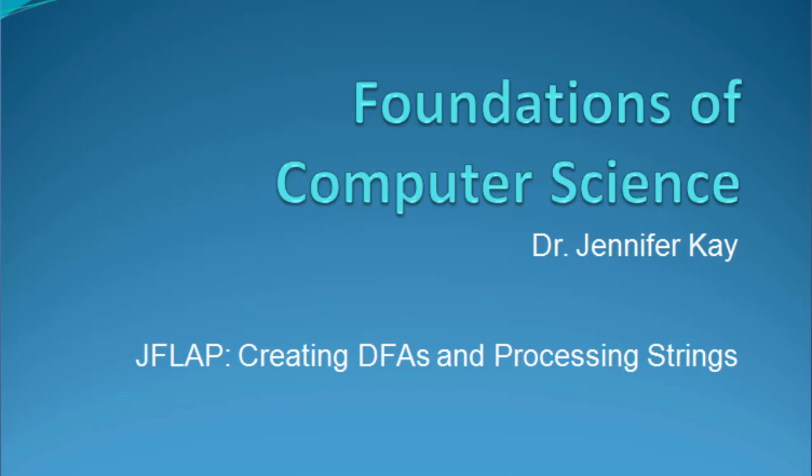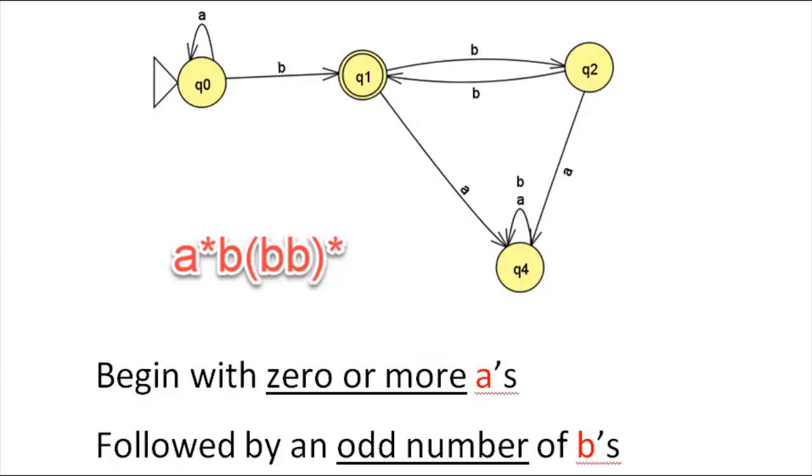Now let's take a look at JFLAP, which is a fantastic tool to help us out with understanding DFAs and lots more. Okay, I'm going to use JFLAP to create this DFA. It's a DFA that accepts strings over the alphabet A, B that begin with 0 or more A's, followed by an odd number of B's. And here's a regular expression that represents that same DFA.